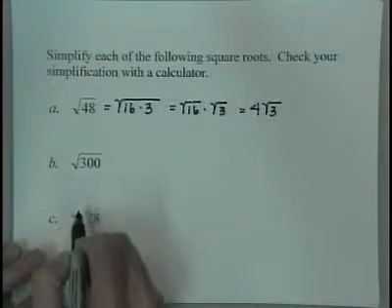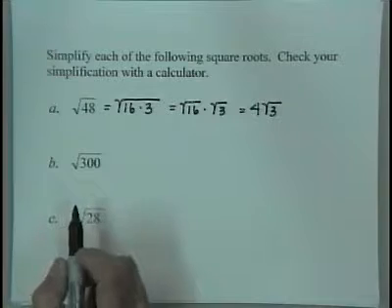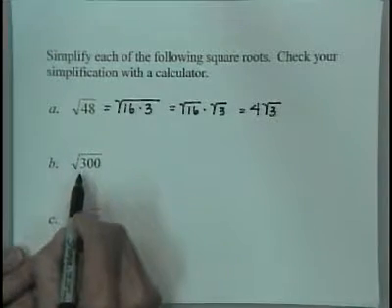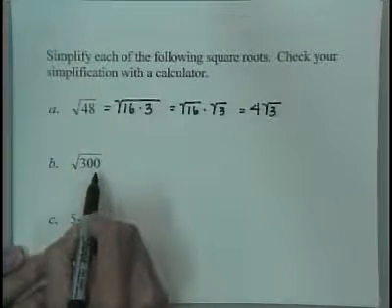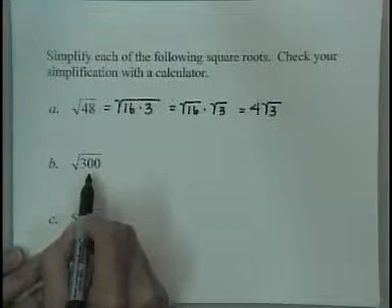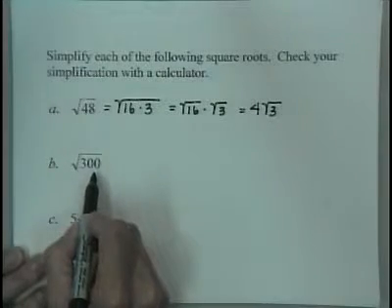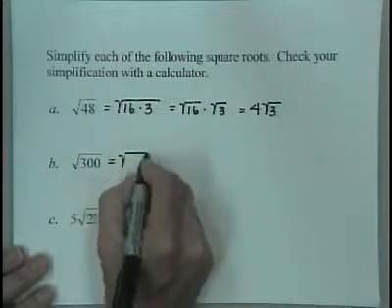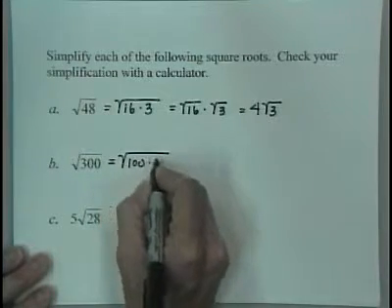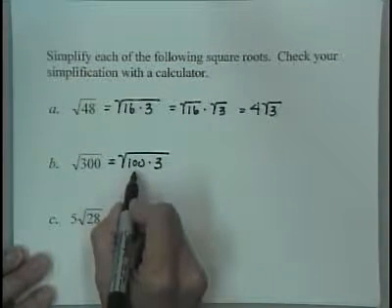Let's simplify the next two before we grab a calculator to check. We want to simplify in a similar fashion the square root of 300. So I'm looking for a perfect square factor of 300. 300 is 100 times 3, and 100 is a perfect square.